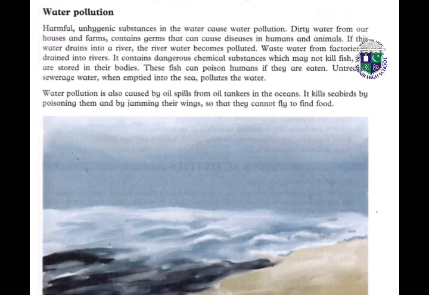Next very important topic is about water pollution. Harmful, unhygienic substances in the water cause water pollution. Dirty water from our houses and farms contains germs that can cause diseases in humans and animals. If this water drains into a river, the river water becomes polluted.